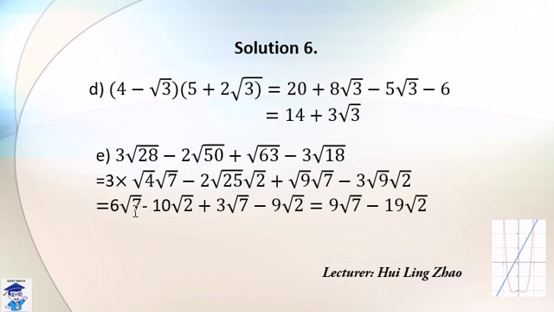So there are two types of square root. One is 7, one is 2. So let's simplify that. For the square root of 7, 6 plus 3 is 9. And for the square root of 2, negative 10 and negative 9 make negative 19. All of the above was about operations with radicals.